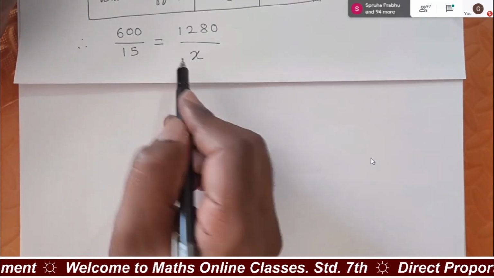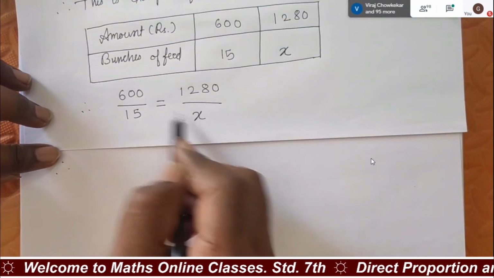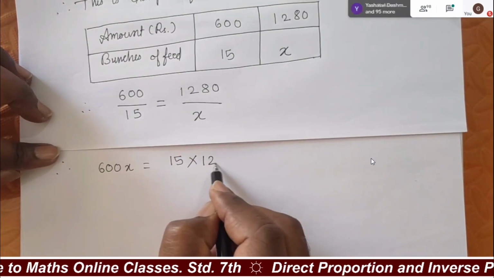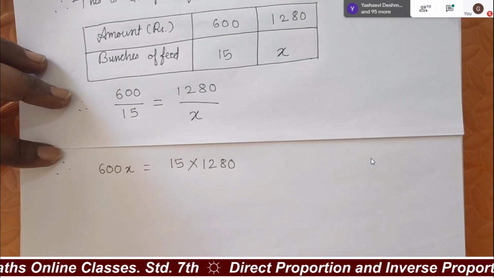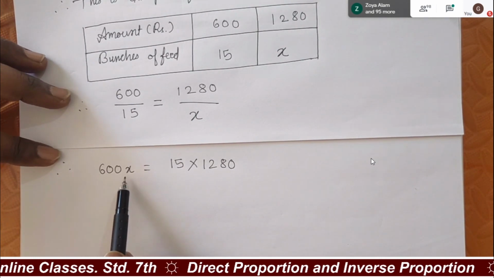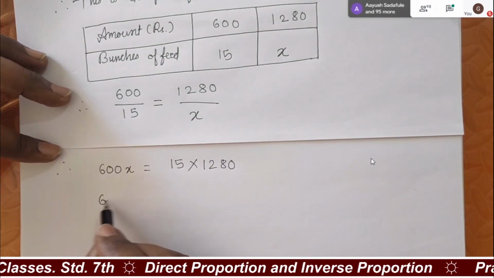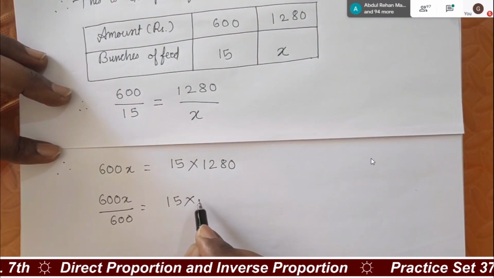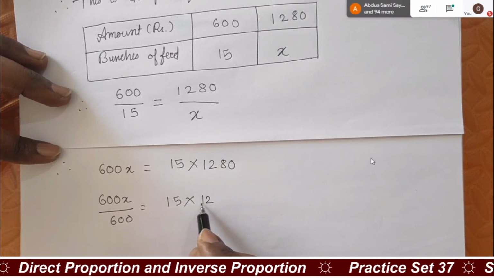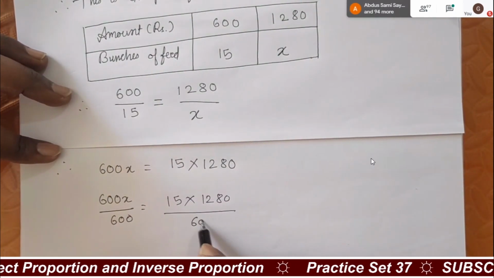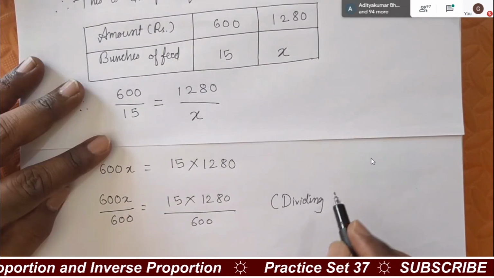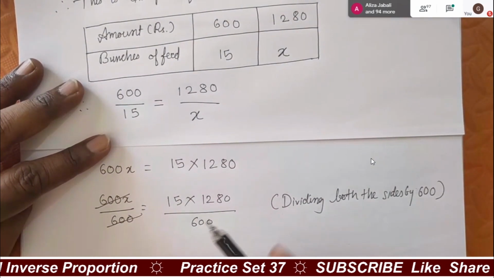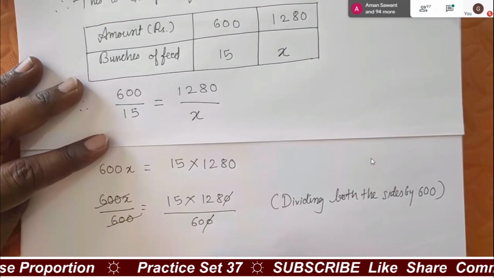We have to do cross multiplication here. Therefore do cross multiplication: 600x, and here 15 multiplied by 1280. As I told, whatever number is there along with x, we have to divide by that number. So 600x upon 600 is equal to 15 into 1280 upon 600. Here write down, dividing both the sides by 600. Cut this 600, this 600. Here 0 is there, here 0 is there, we can cut.